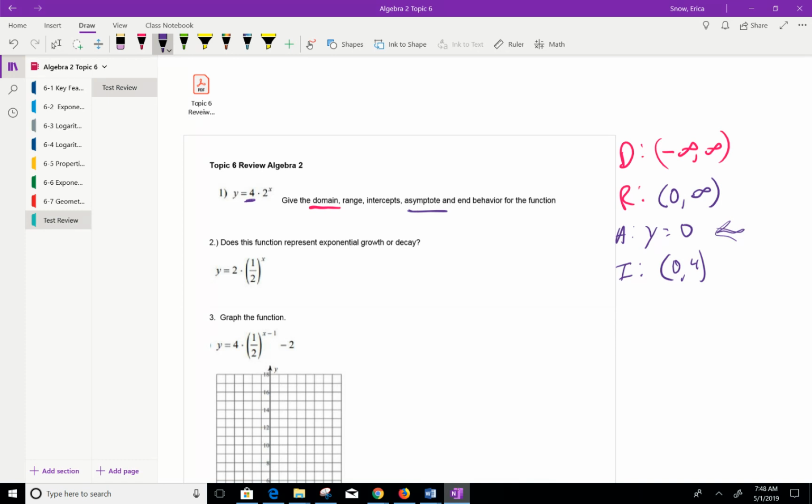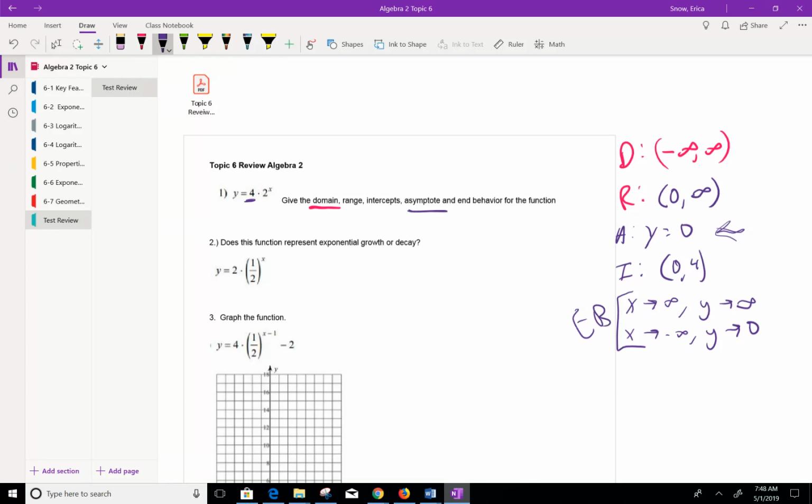And then the end behavior is that as x approaches infinity, y approaches infinity, and as x approaches negative infinity, y approaches 0. So these are the EBs, the end behaviors.